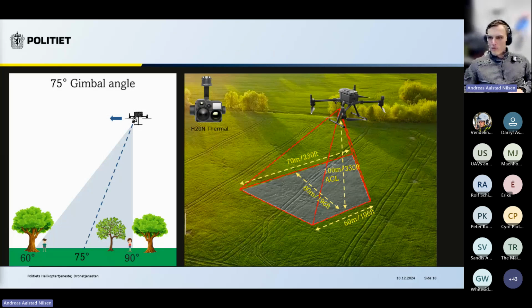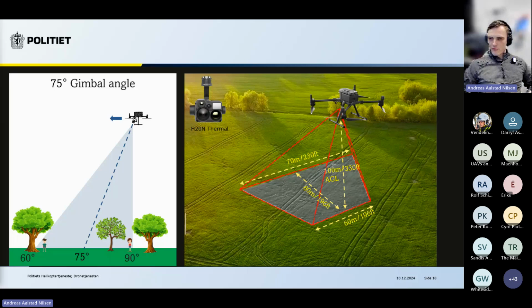Practically speaking, for most of the DJI drones in our fleet, we can see that the 75-degree gimbal angle gives us this vertical perspective in the lower part of the screen. So this matches up pretty well across our entire fleet. The visual footprint on the ground forms a trapezoid, and ideally we want this to be as large as possible to cover as much ground as possible while we are searching.